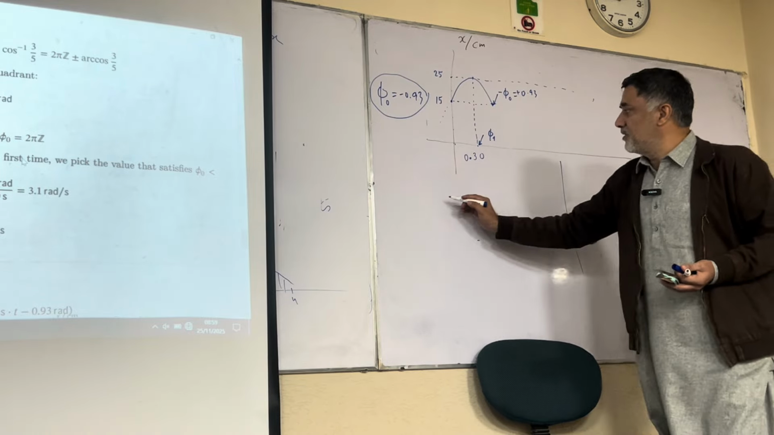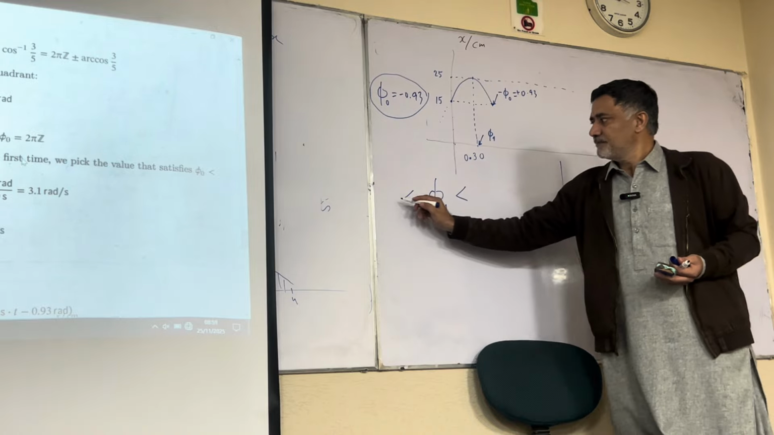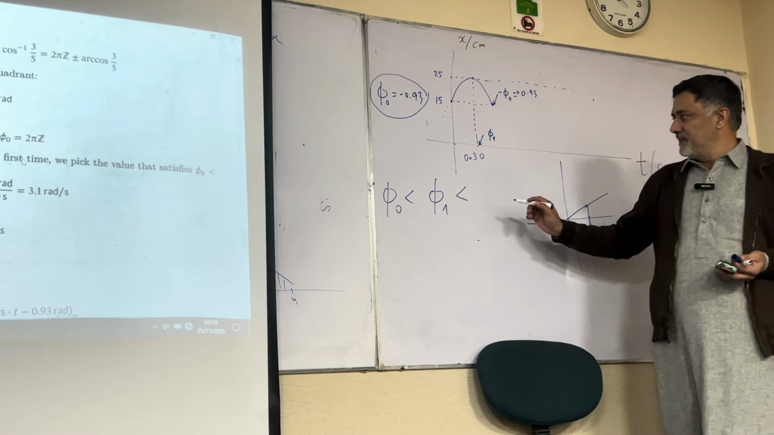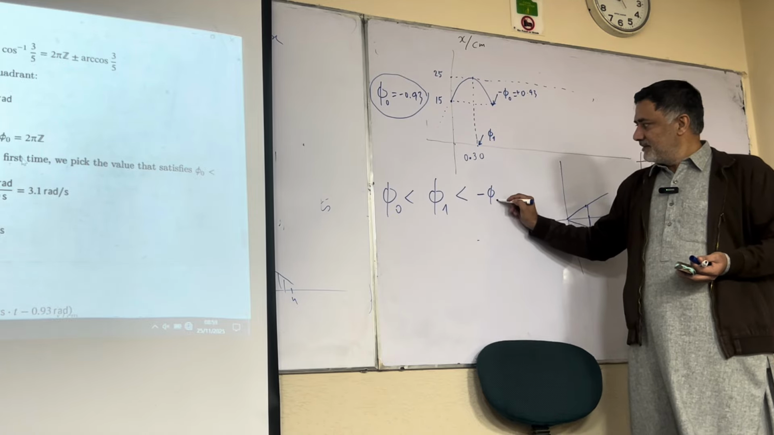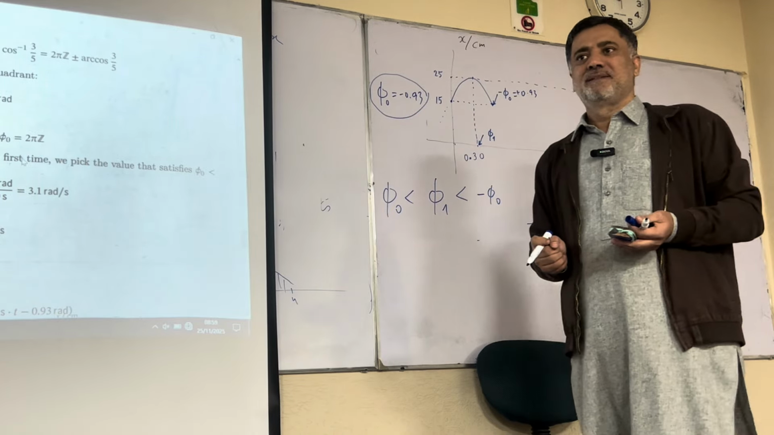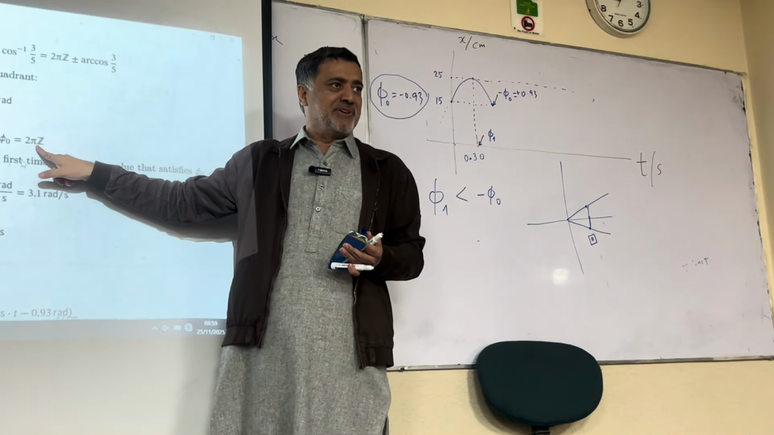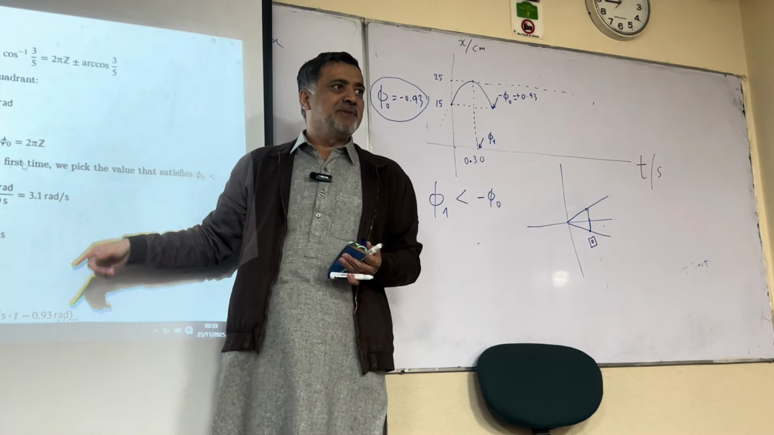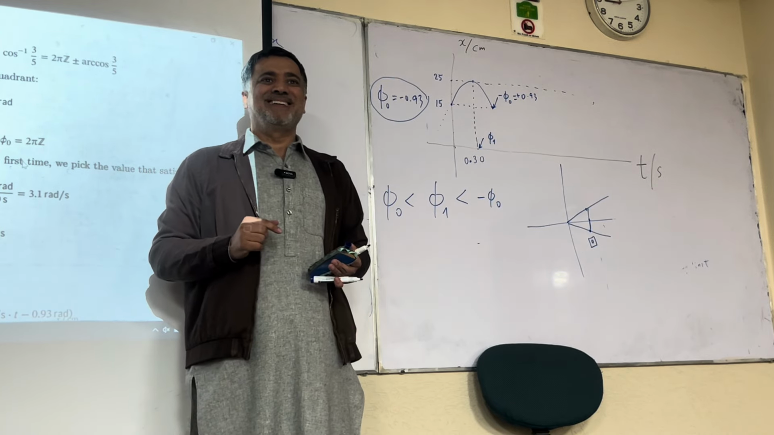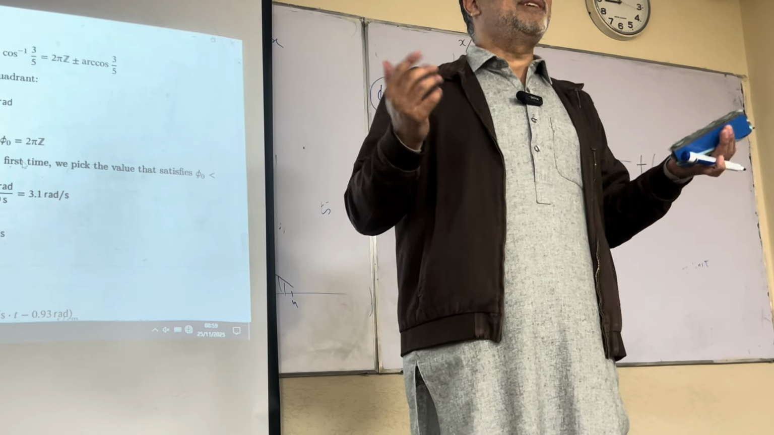So what can I say about phi 1? Phi 1 has to be higher than phi naught, because it's a new time, but it has to be less than minus phi naught. Now look for the possible values. What are the possible values? 0, 2 pi. Can it be 2 pi now? No, it cannot be 2 pi because it has to be less than 0.93. So the only acceptable value is 0.